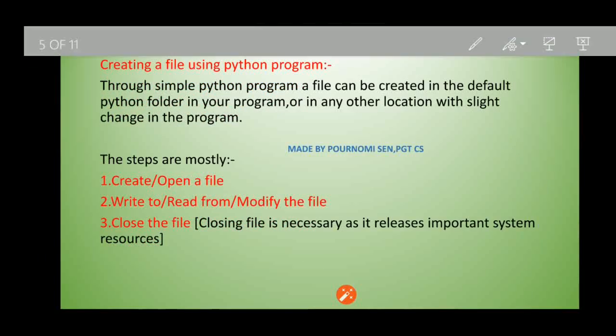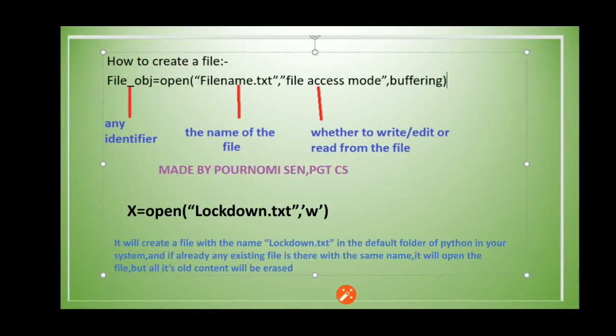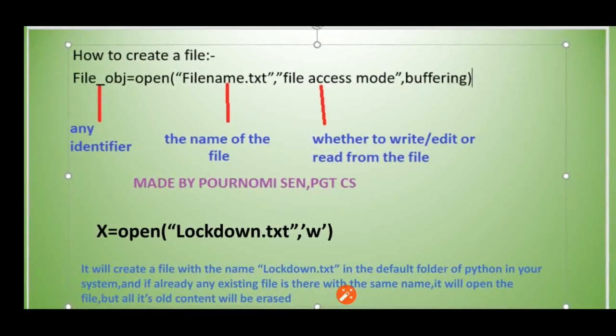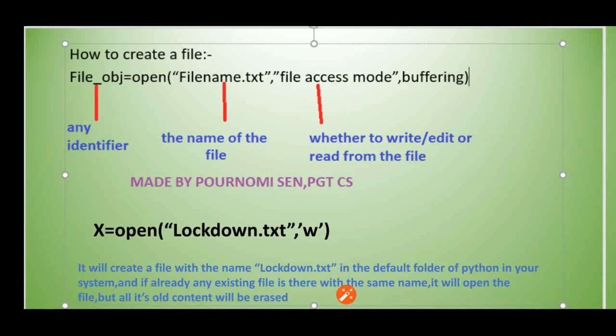Next, we are going to the next slide: how to create a file. The step is here. First, we are writing file object dot open. Open is a function. File name dot txt. Then file access mode. Then buffering. The buffering option we are not discussing here, because we are trying to make it very simple and easy to understand. Once we are familiar with all these programming techniques, then buffering will be discussed.